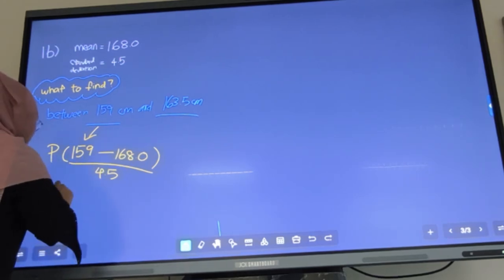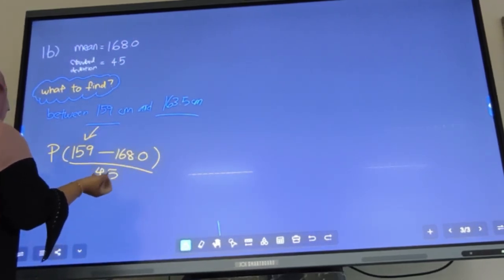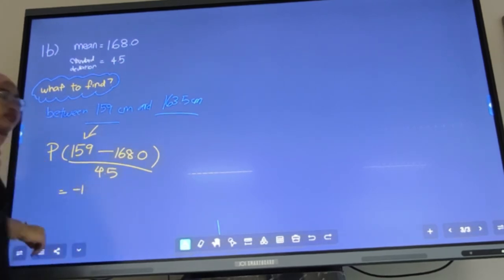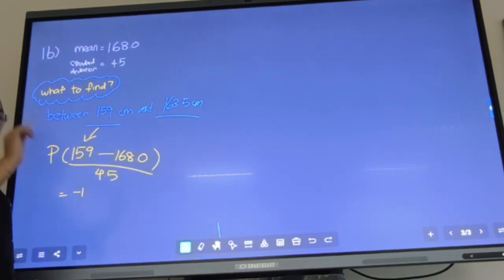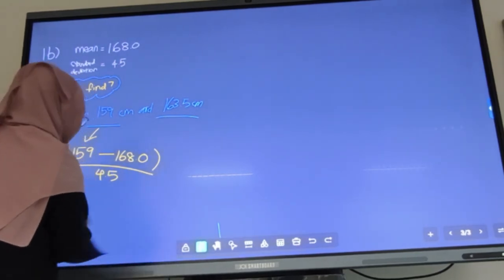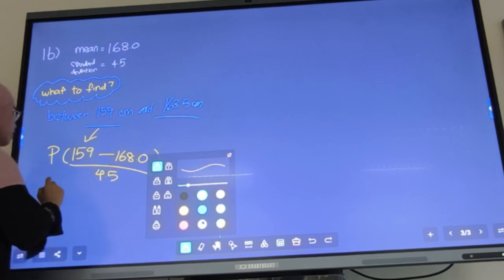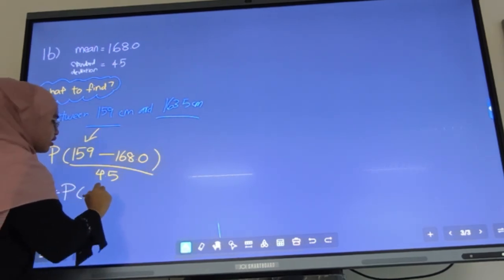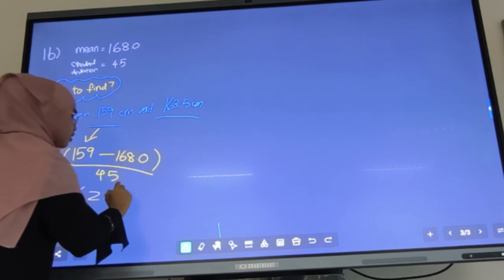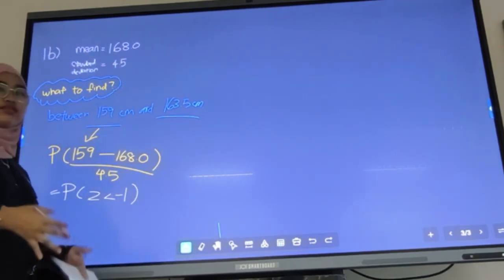So we're going to solve. The answer for this is -1. But we can't simply write -1, there will be deduction, so we need to write it correctly. For example, we write it like this: equal P bracket with Z less than -1. So this is how the answer should be correctly written.